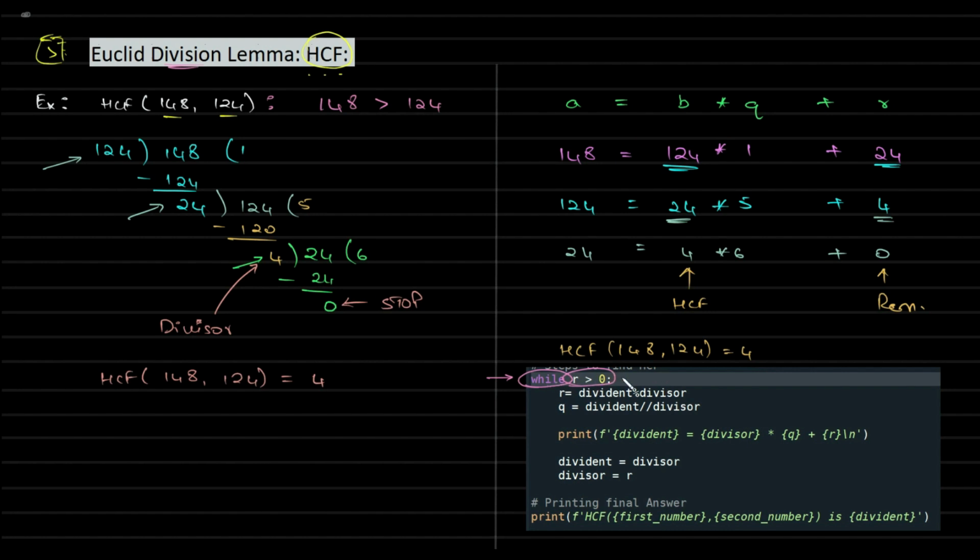So while some statement is true, in this case, while the remainder is greater than 0, right? Till the remainder became 0, we were continuing to do the procedure. So we are asking the program to run this code in this place, right? You can see there is an indentation, that is, there is a gap. So this gap will be executed till this condition is true.